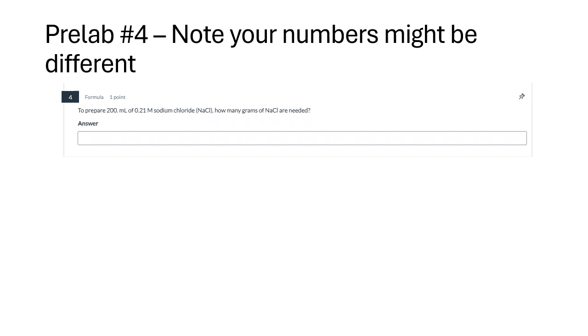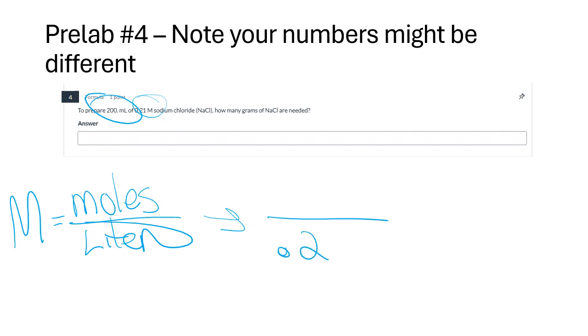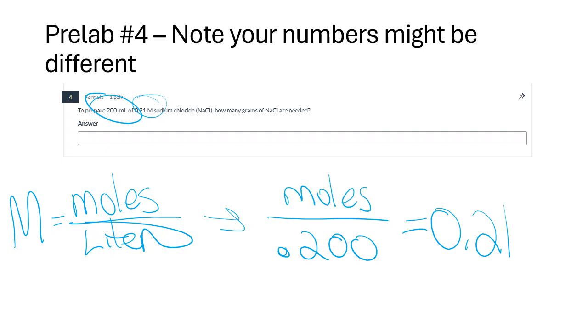So here we have a practice question where we see big M, molarity. Big M is moles divided by liters. Liters, we have 200 milliliters, so we need to move the decimal 3 times, 0.200, and big M is 0.21. So to get moles, we're going to isolate the variable: 0.21 times 0.2, and the moles is going to be 0.042.